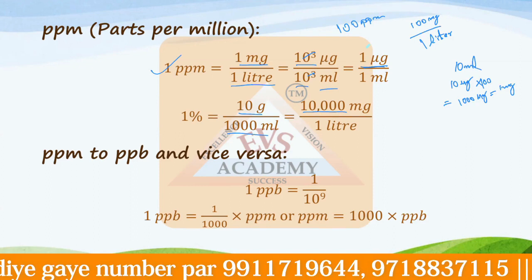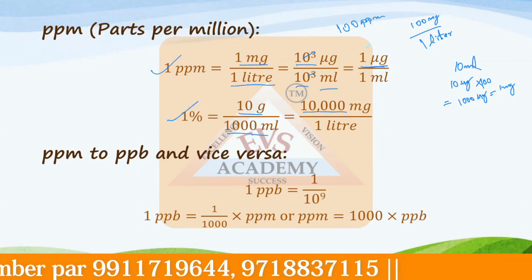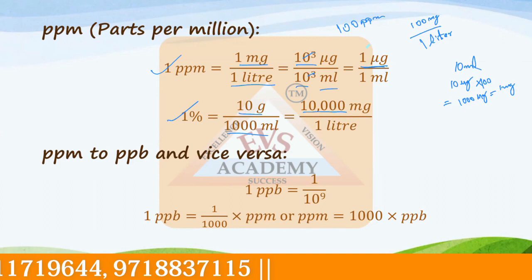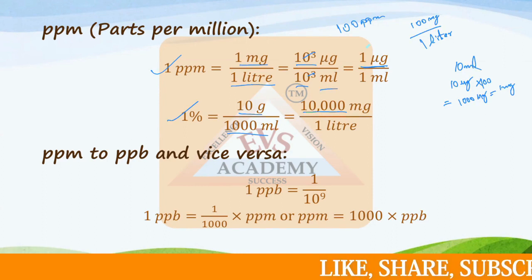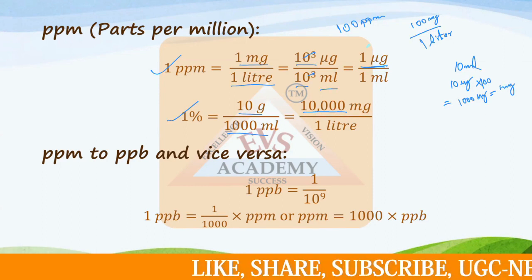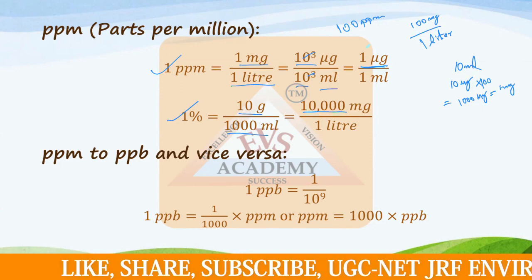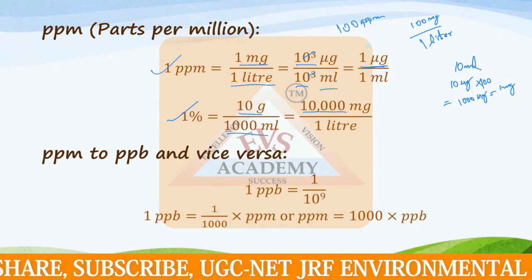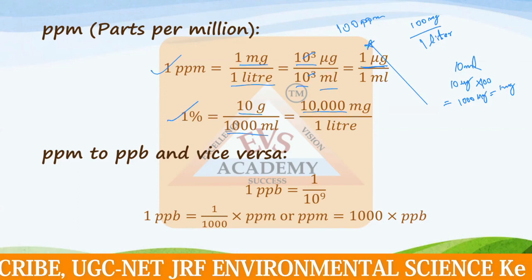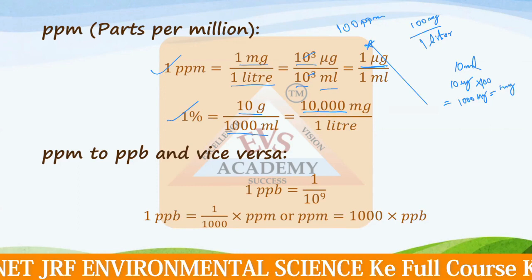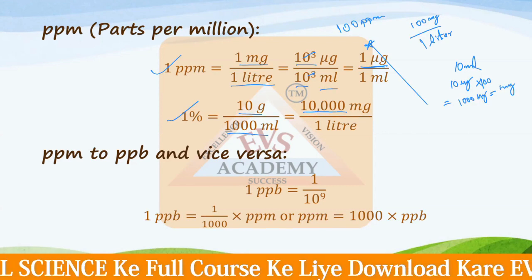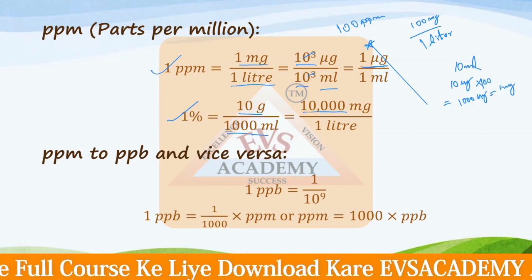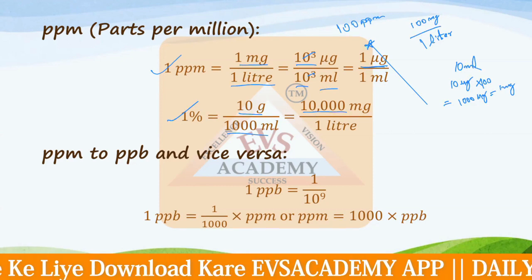So I hope you can now create a ppm solution as well as a percentage solution. If you know this particular formula, you can create any amount of ppm solution, parts per million, and any amount of percent solution. Remember always, this is very important: 1 microgram in 1 ml, and you can accordingly convert as well, 1 milligram in 1 liter. These two are important.